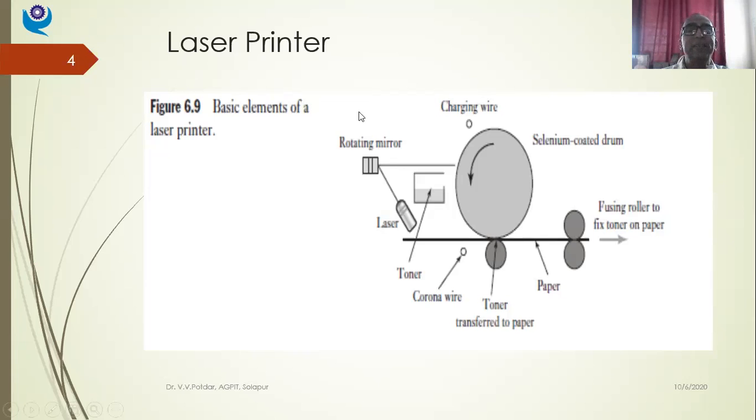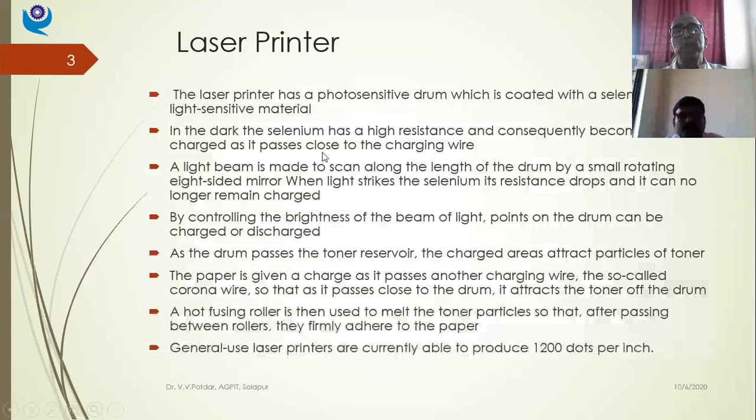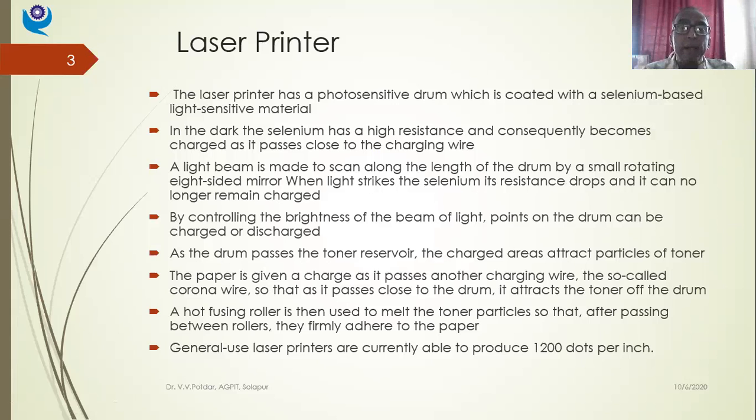Let us quickly see. The laser printer has a photosensitive, that is light sensitive, drum, which is coated with a selenium based light sensitive material. In the dark, the selenium has a high resistance and consequently becomes charged as it passes close to the charging wire. A light beam is made to scan along the length of the drum by a small rotating 8-sided mirror. When light strikes the selenium, its resistance drops and it can no longer remain charged.